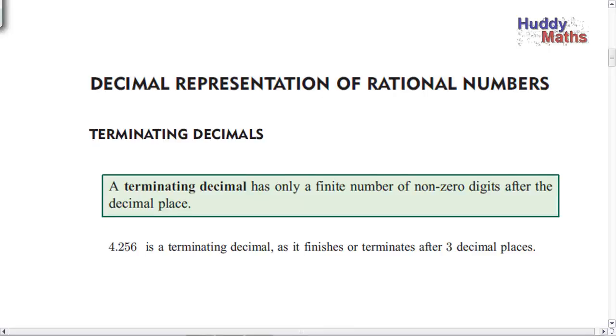All right, let's have a look now at representing these with decimals. I think we referred to that a little bit in the last presentation. How do you convert rational numbers to decimals? Rational numbers can have a terminating decimal. That's one that stops.